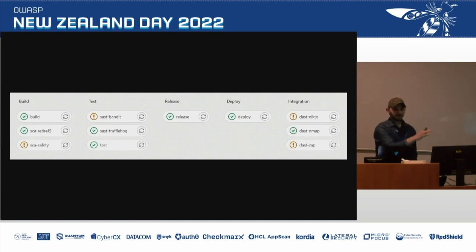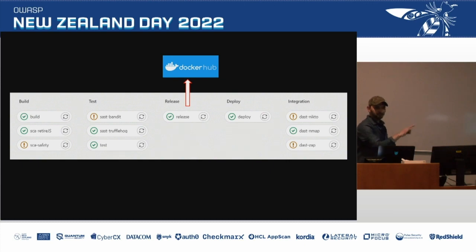So the pipeline that I've set up, as you can see, I have 5 different stages: build, test, release, deploy, and integration. And I have given the tools that I've embedded into each stage: SCA, software composition analysis here. We are looking at Bandit. I'll explain to you what that does. Here we have got a TruffleHog, which detects secrets. Then we release. So what happens with the release stage, I'll just explain to you now.